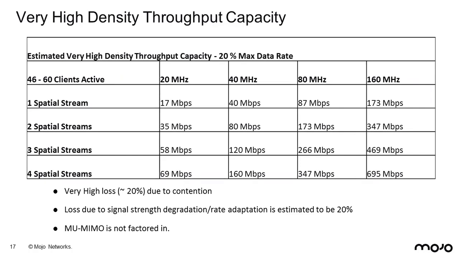And if we continue on then to very high density, up to 60 clients per radio, now we're looking at sharing 87 megabits per second. So when you design networks, if you want to start connecting up to 60 clients per radio, just be aware that with Wave 1, this is pre-multi-user MIMO, you're going to have a lot of contention, and you're going to get a lot of loss due to contention.